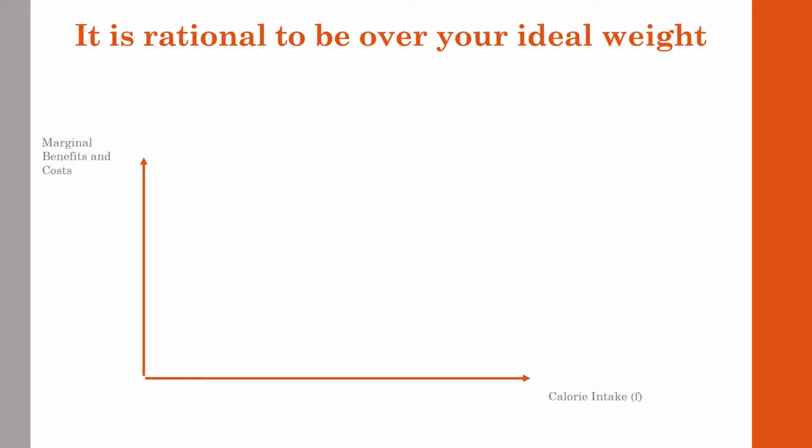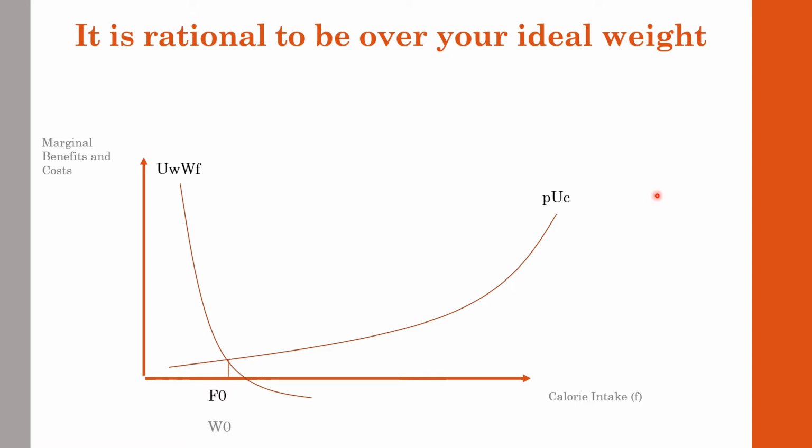And this leads us to the main inference from the neoclassical model, and that is it's completely rational to be over your ideal weight. For example, if, as I said before, food gives us no direct utility, where we would be is here, F0, and this corresponds to weight W0. But because food does give us direct utility, we are instead here at F star, which corresponds to a weight which is above W0.